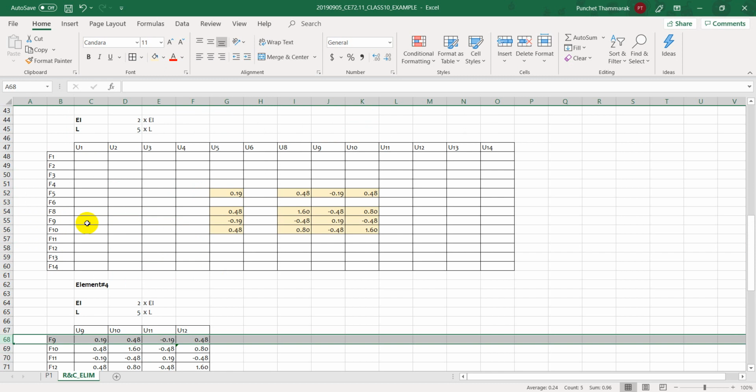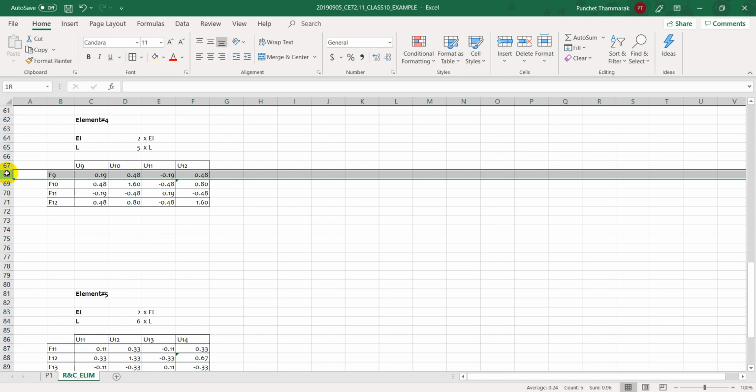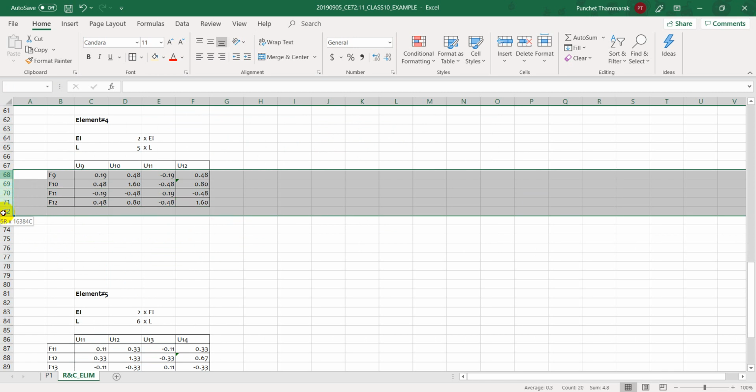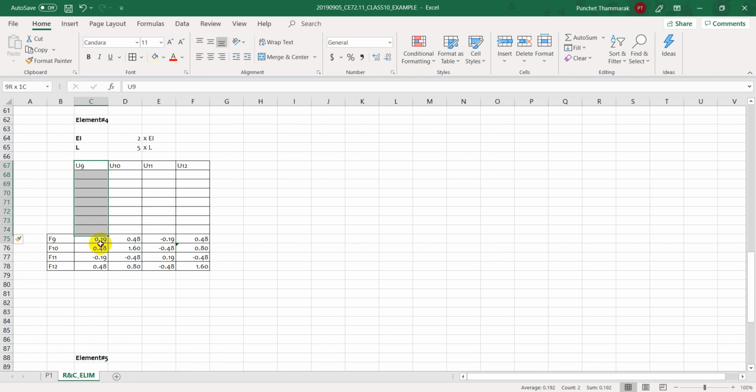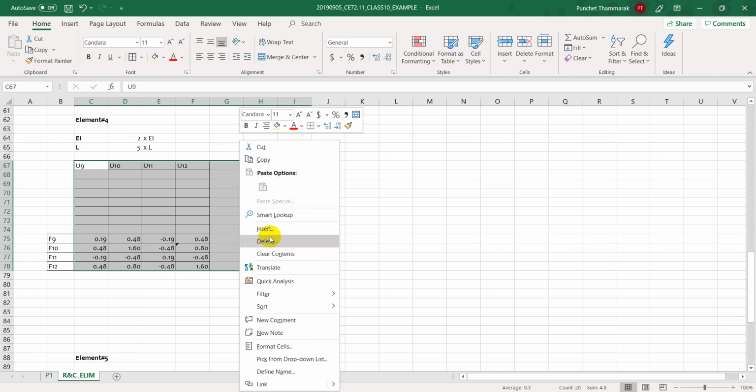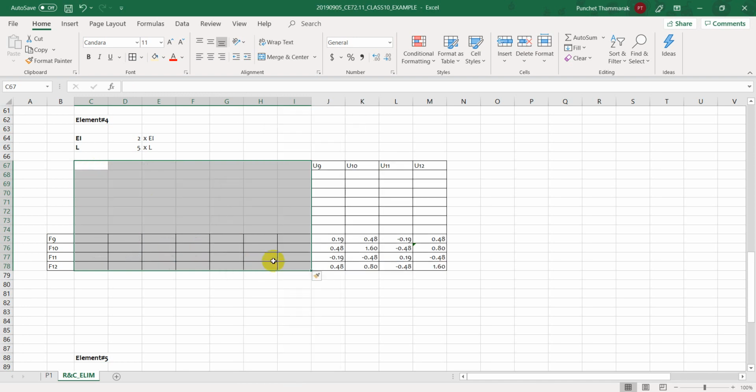Now F9, before F9 we have 1, 2, 3, 4, 5, 6, 7 rows. 1, 2, 3, 4, 5, 6, 7 rows, insert. And 1, 2, 3, 4, 5, 6, 7 columns. No? Oh, yes. Insert again. There you go.